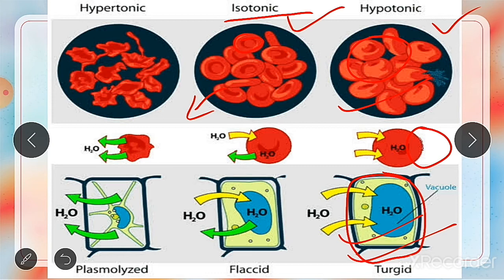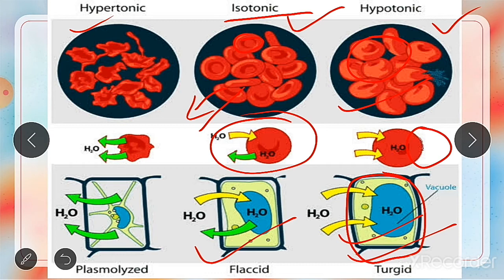In this case, water moves across the plasma membrane in both directions, inside and outside, but the amount going in is the same as the amount going out, so there is no overall movement of water and the cell will maintain the same size. Here you can see the same size. In a plant cell also there is no change in the size of the cell.